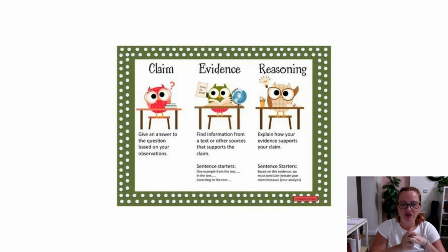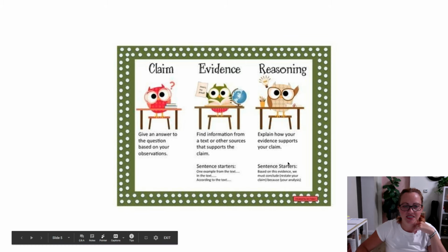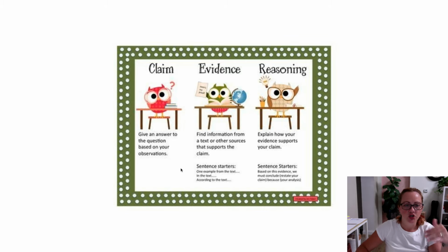This is a really cool graphic that puts it very simply, and the reason I really like it is because it has these little sentence starters. In case you're not sure how to start, your claim is going to answer the question. It's what you think. Your evidence can start with something like one example from the text, or in the textbook, or according to this book, according to this article, because then you know that you're about to introduce a piece of evidence. And for your reasoning, a good sentence starter is based on this evidence, we must conclude, or based on this evidence, now we know.